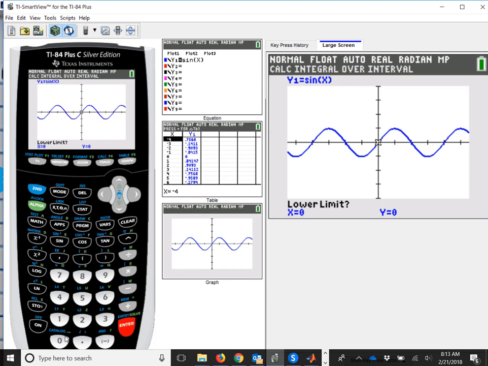From where to where? Well, from 0 to what? What should my upper limit be? Pi, right? The period is 2 pi, and then it starts repeating. But if I want to get one arch, I can go from 0 to pi. So let's do that. Second pi for the upper limit. And it even gives me a nice little picture, and it says that my area is 2.